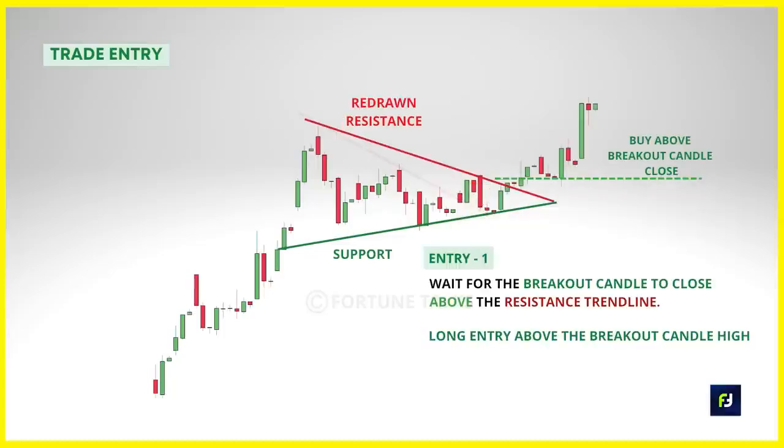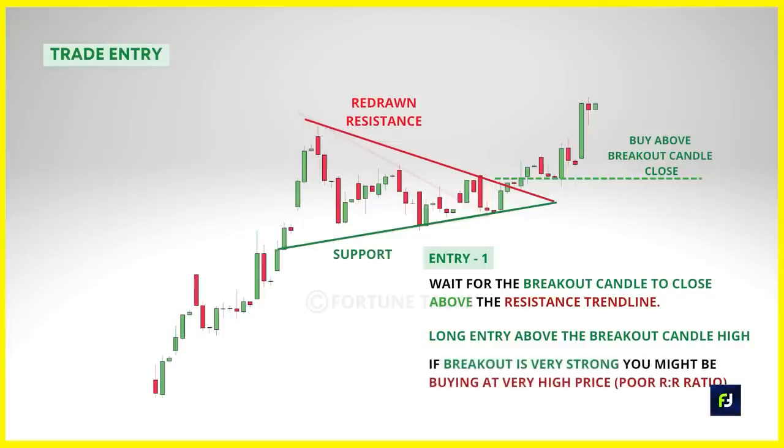Now the ideal thing to do is to wait for the bullish breakout candle to close above the pennant line. If the price makes this kind of a move, it's clear that the buyers who got squeezed finally managed to break out strongly, similar to the case of an exploding Coke bottle. So you can look to buy above the breakout candle's high price. But sometimes the breakout candle will be too large and you will be buying at a very high price, thereby affecting your reward to risk ratio.